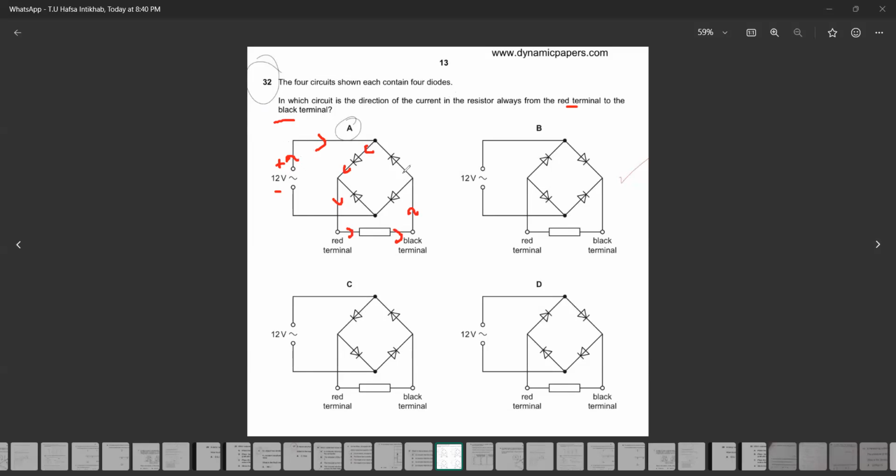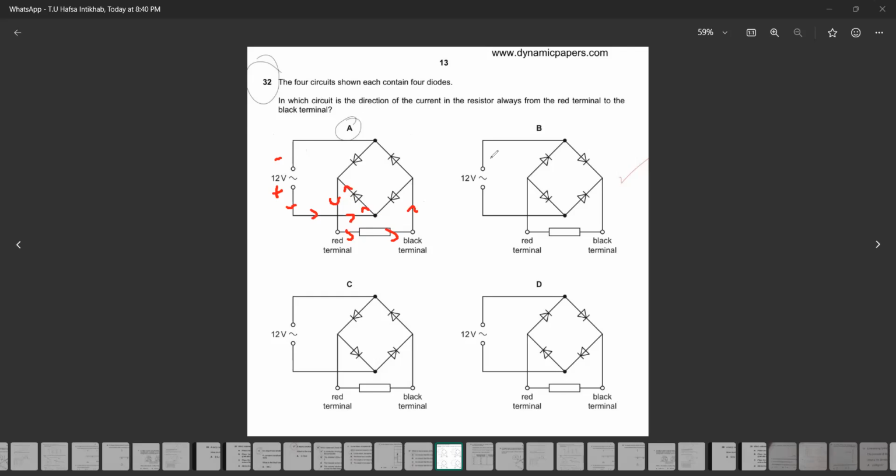But we have to check when it will flow the other way. First this is positive, negative. This is one way. Then because it's an AC, we have to check the other way around. So first this is positive. This will go here, but this will be blocked. So it will go from here. So what is the direction for this one when we change? It is also from red to black. So whether positive or negative, any direction we take, it is from red to black.